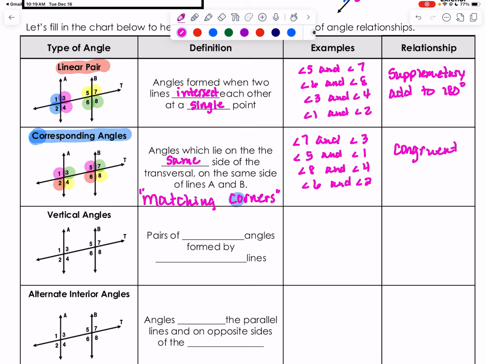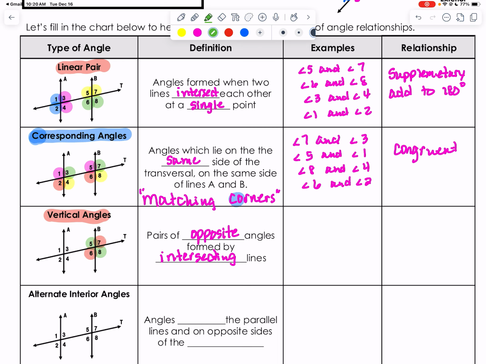All right. Now, vertical angles are pairs of opposite angles formed by intersecting lines. Now, we used vertical angles a minute ago when we were labeling our X's and O's. So, for example, angle 7 and angle 6. They're opposite angles formed by intersecting lines, and they're congruent to each other. We could also have 5 and 8. 5 and 8 are vertical angles.